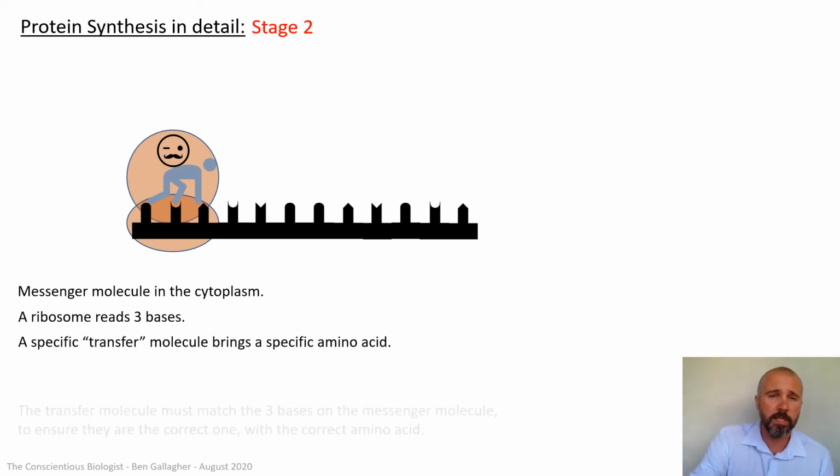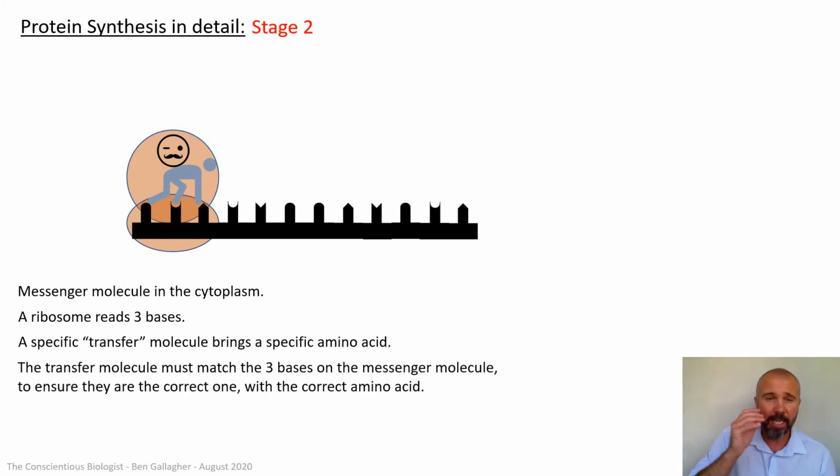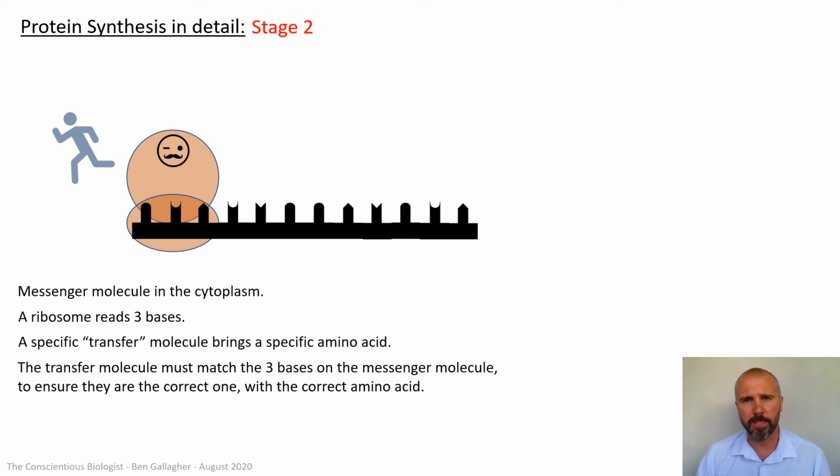So once it's done that, it gives its amino acid to the ribosome and it goes off and finds another amino acid. Not just any amino acid, of course, it will always find that same specific amino acid. If that transfer molecule wants a methionine and it's donated a methionine, once it's given it to the ribosome, it will go off and find another methionine amino acid. Okay, always carries the same one.